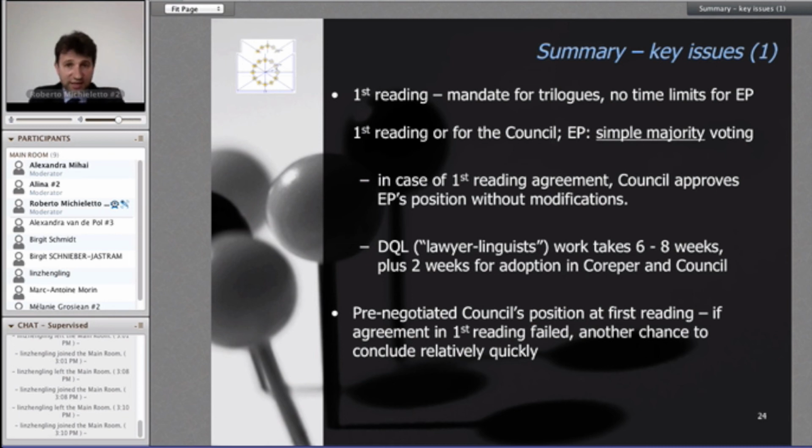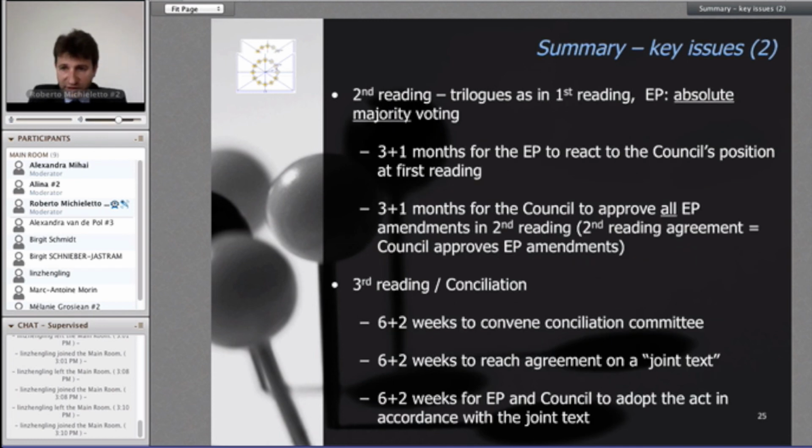Second reading agreement means that the Council adopts the European Parliament position at second reading. They adopt the amendments. Basically, this is what we have. If they don't adopt, we go to the conciliation. The only difference I mentioned is about simple majority. Sorry, for the first reading, probably I was not clear on this. In the first reading, the European Parliament votes with simple majority voting. In the second reading, it is absolute majority voting, right?